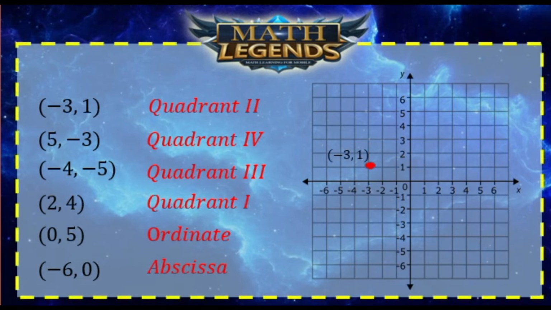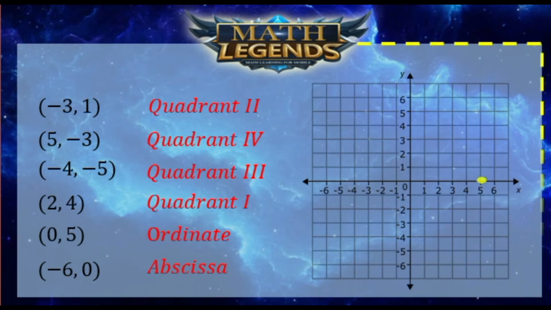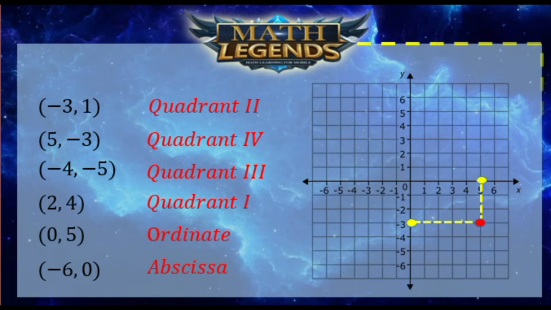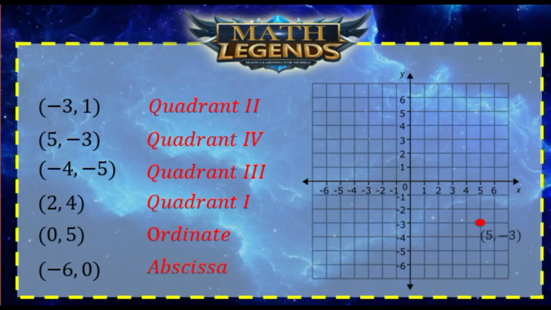Let us have the next one, 5 and negative 3. 5 is located along the x-axis and negative 3 is located along the negative y-axis. And the intersection of the point will be the location of it, and let us call it 5 and negative 3.